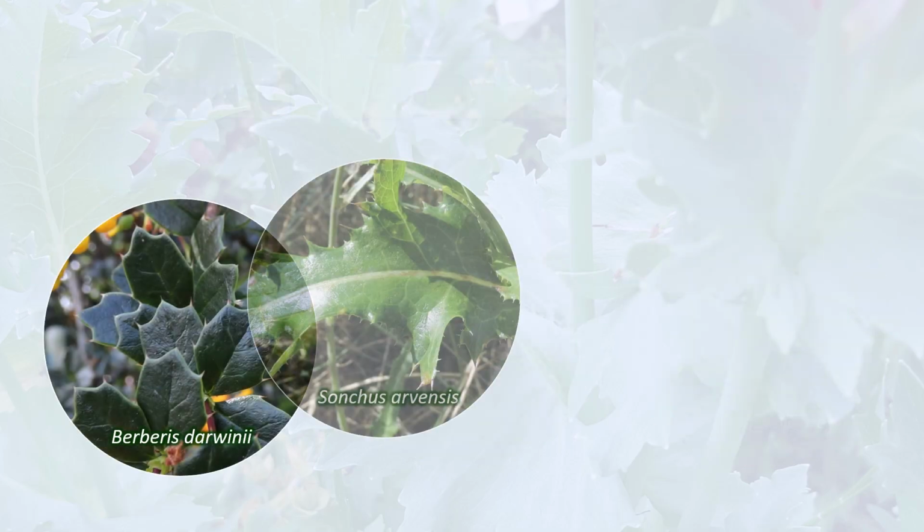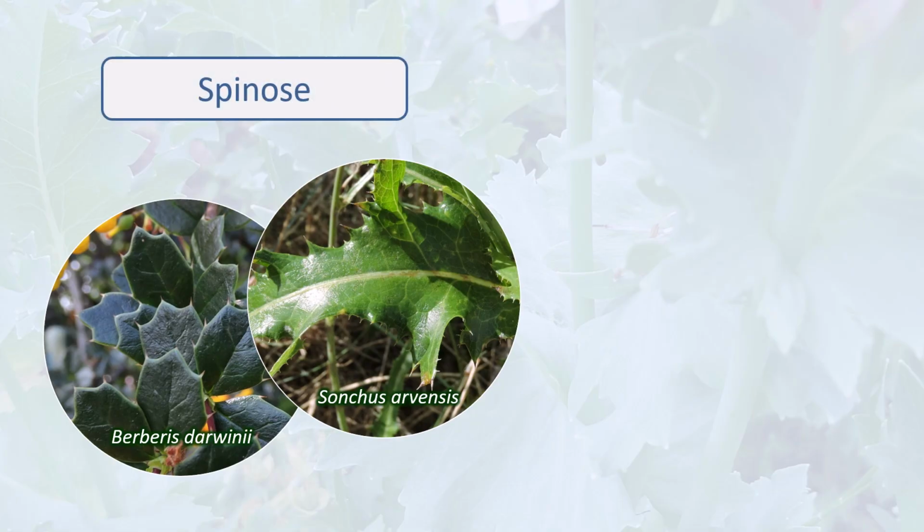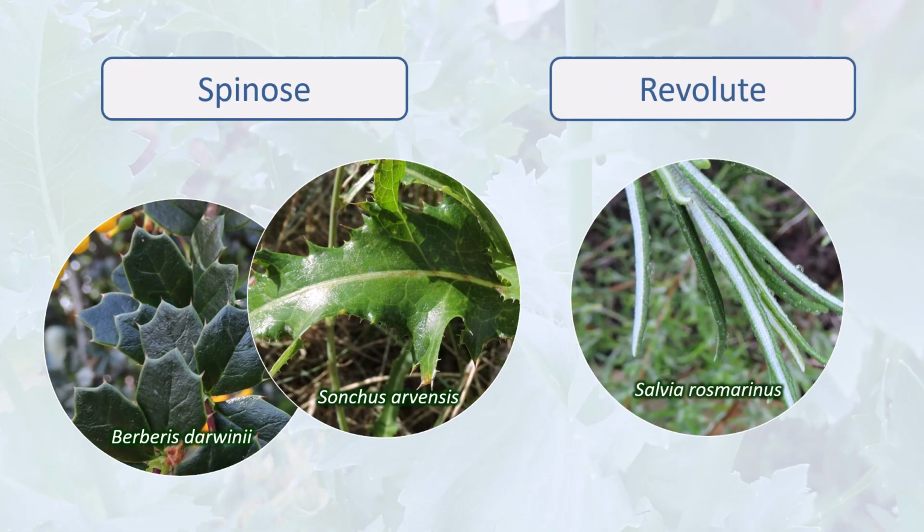In some plants, points on the margins have been modified into spines. Such margins are known as spinose. Margins can also be rolled in on themselves. Revolute means that they roll downwards, or if they roll upwards, they're called involute.